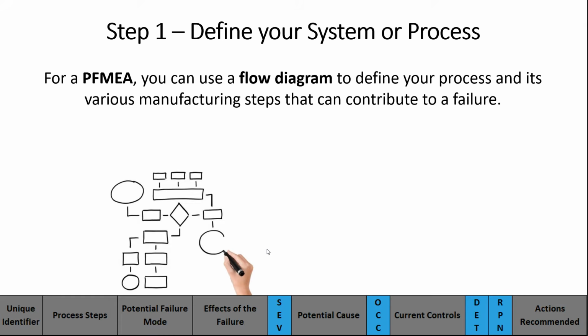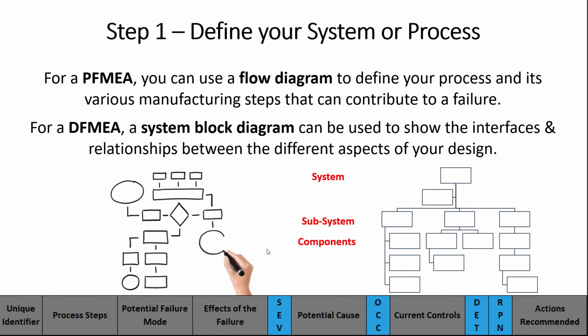Remember, we want to scope our FMEA, whether it's a PFMEA or a DFMEA. We want to scope that up front. And if you're doing a PFMEA, one of the best ways to do this is with a flow diagram. You can take this visual representation of your process and use that to establish the boundaries of your process. You can also use this to identify all of the key manufacturing steps within your process.